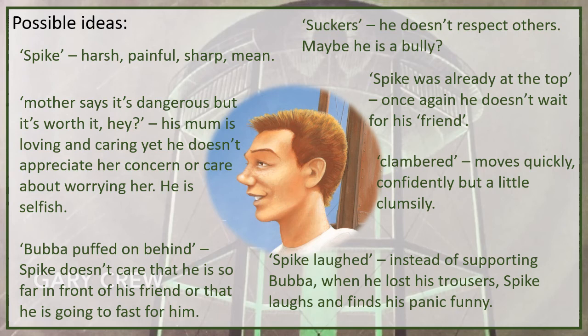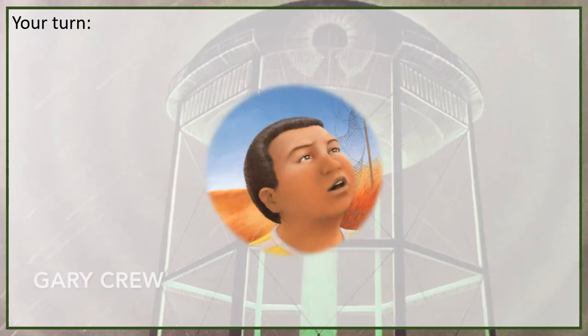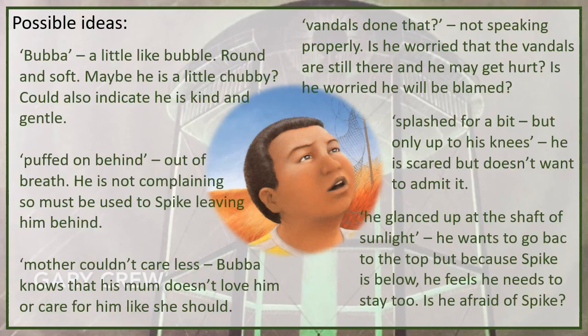Okay, so now on to Bubba. Hopefully you've had a go at Bubba already. Let's see the thoughts that I've had on Bubba and where I got those from with reference to the text. So Bubba, his name maybe suggests he's a little bit round and soft in terms of his emotions and personality. Maybe he's kinder and friendlier and more sensitive than Spike. Maybe he's even a little bit chubby.